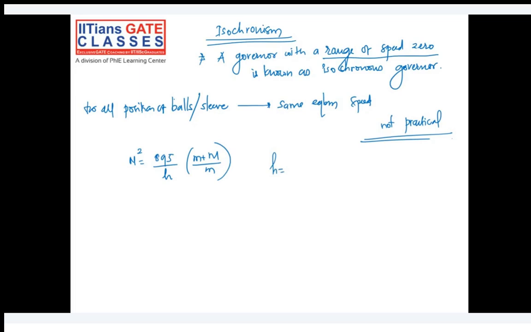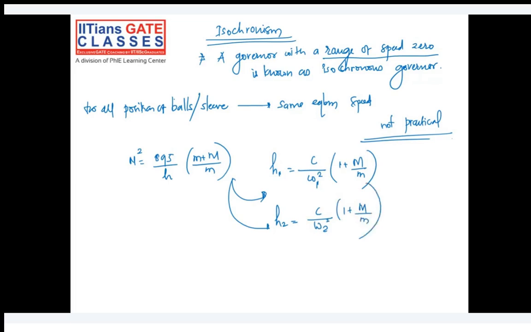Let's say h1 is equal to some constant term, 895, or in general some constant term C, divided by omega square, because N is in RPM and I am writing in terms of omega. So h1 is some constant term divided by omega 1 square, times (1 plus capital M by small m). Can I write it like this? Can I also write h2 is equal to C divided by omega 2 square, times (1 plus capital M by small m)? Is it correct or not?